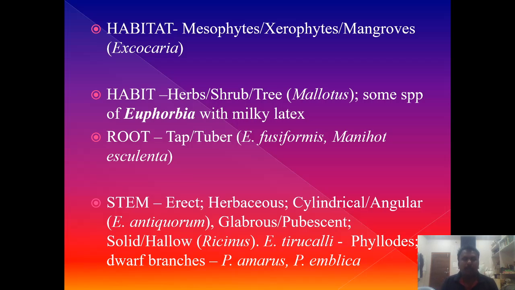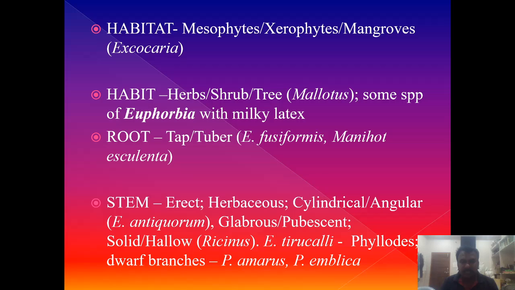Habitat: most of the species are mesophytes, some of them are xerophytes, and a few of them are mangroves, for example Excoecaria. Mostly herbs, shrubs and trees are present in this family. Some species of the genus Euphorbia have milky latex. The root system is a taproot system, except in a few species like Euphorbia fusiformis and Manihot dichotoma.